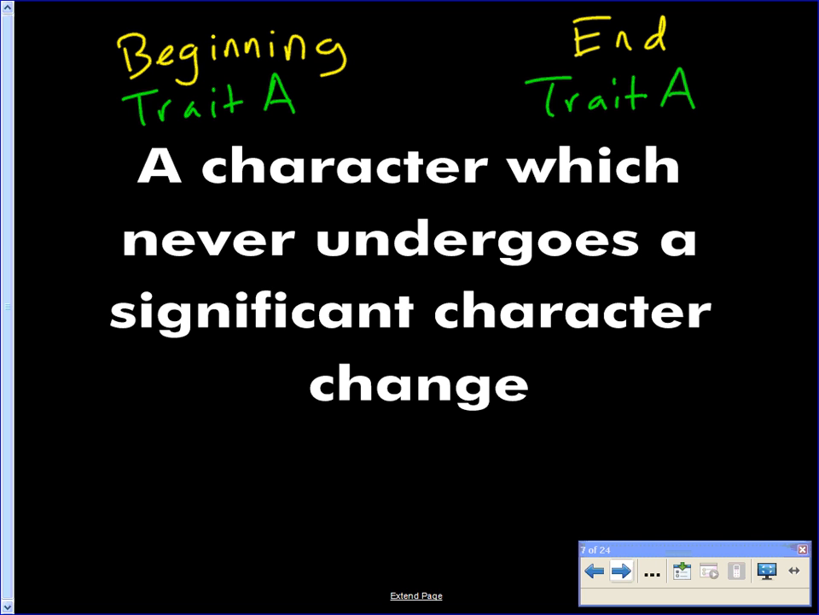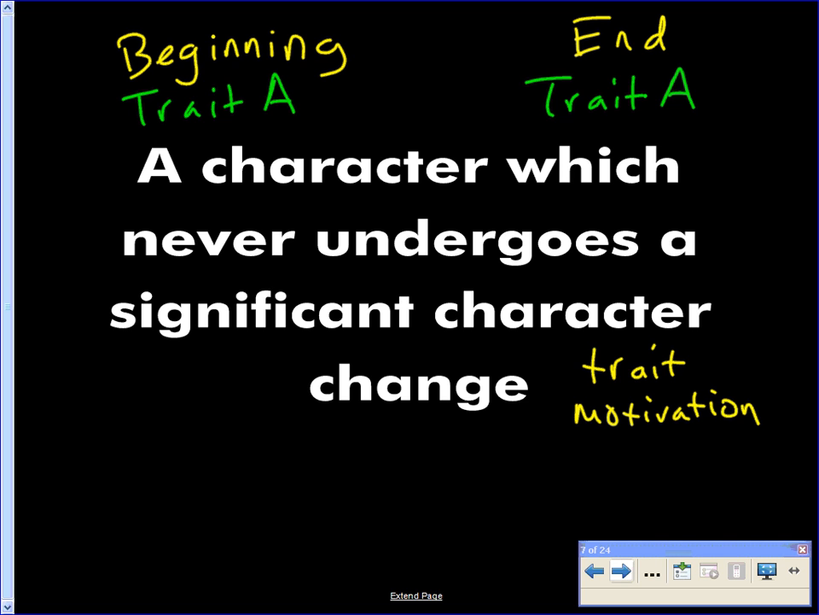And this is sort of a map of how it works. At the beginning of the story, they demonstrate character trait A, whatever that is. And at the end of the story, they demonstrate character trait A. They never change. That doesn't mean they're a bad character, by the way. It just means that they don't change. And when I'm talking about them not changing, I mean their traits don't change, their motivations don't change. This is what does not change.